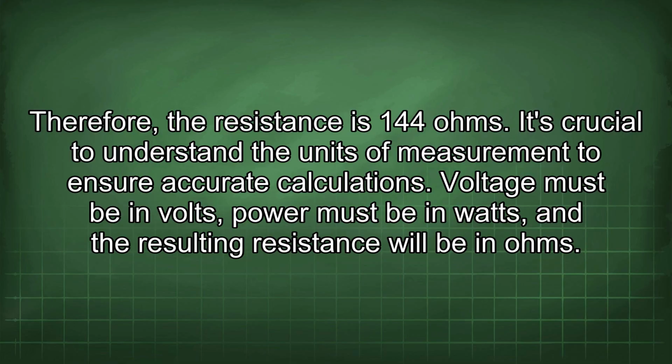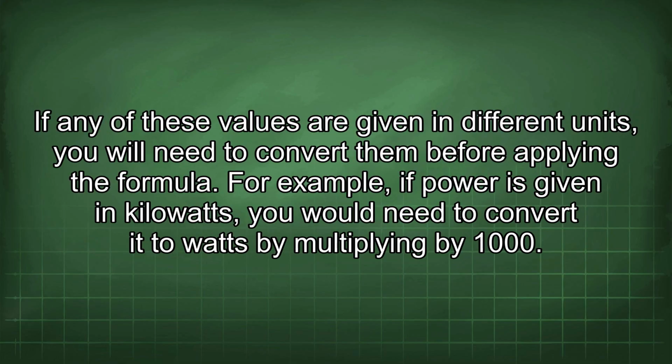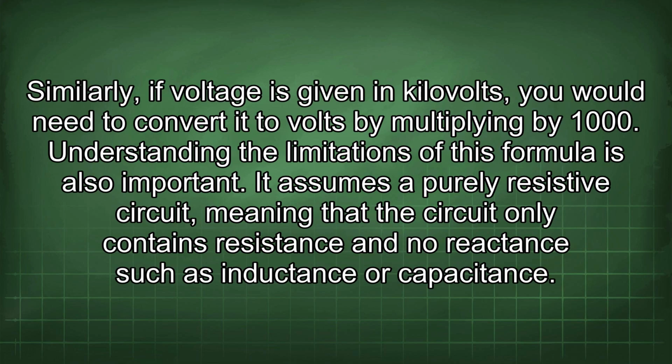It's crucial to understand the units of measurement to ensure accurate calculations. Voltage must be in volts, power must be in watts, and the resulting resistance will be in ohms. If any of these values are given in different units, you will need to convert them before applying the formula. For example, if power is given in kilowatts, you would need to convert it to watts by multiplying by 1000. Similarly, if voltage is given in kilovolts, you would need to convert it to volts by multiplying by 1000.